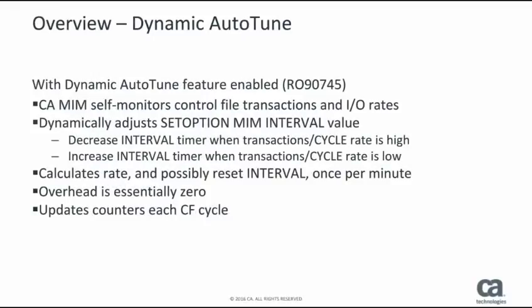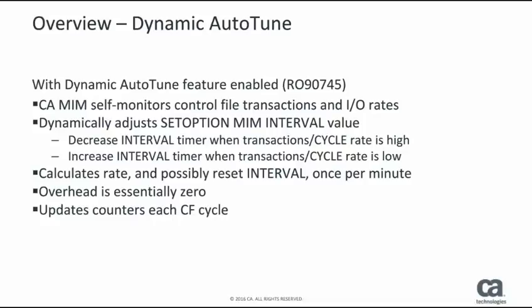The Dynamic AutoTune feature lets CA Multi-Image Manager automatically tune control file access rates. This feature prevents customers from tuning the accesses manually and often, depending on the workload on each system in the MIMplex. When you enable the Dynamic AutoTune feature added by RO90745, CA Multi-Image Manager self-monitors control file access rate transactions and I/O rates. During the evaluation period, CA Multi-Image Manager calculates rates, updates counters, and the set option interval is either increased, decreased, or reset to the initial value based on the findings.